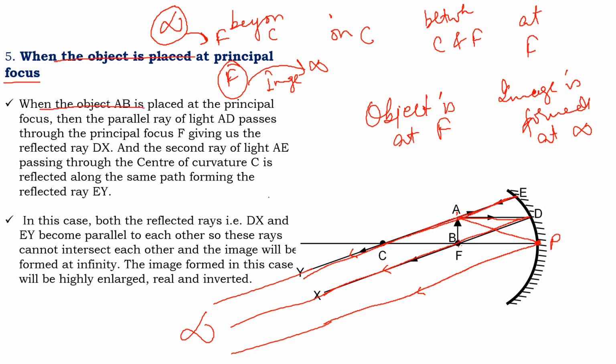When the object AB is placed at the principal focus, then the parallel ray of light AD passes through the principal focus F, giving us the reflected ray DX. The second ray of light AE passing through the center of curvature is reflected along the same path, forming the reflected ray EY. In this case, what is the nature of the image? The image formed will be highly enlarged, at infinity, very big. So highly enlarged, real and inverted. Clear?